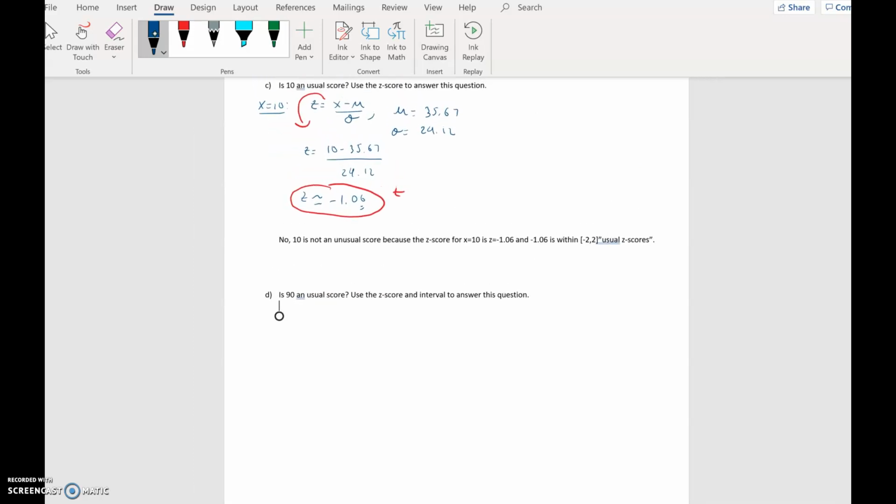So for this one, we would simply say x is equal to 90, and then its z-score is going to be z equals (x minus mu) divided by sigma, which in this case is going to be 90 minus 35.67 divided by 24.12. And let me evaluate that and tell you what I'm getting.